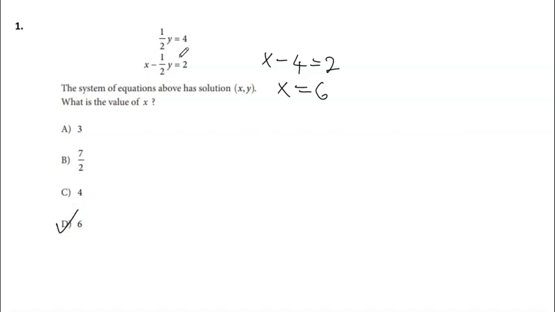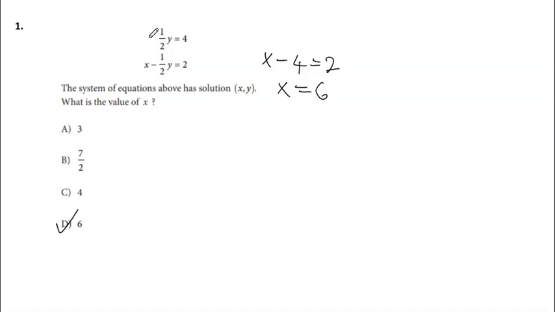Alternatively, you can use the method of elimination. That works perfectly if you see similar terms in the two equations. For example, in the first equation, I see half y, and then in the second equation, I see minus half y. If I add these two equations, right away, the half y cancels out.